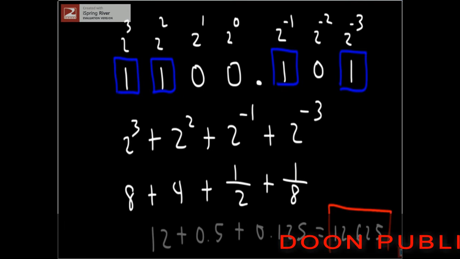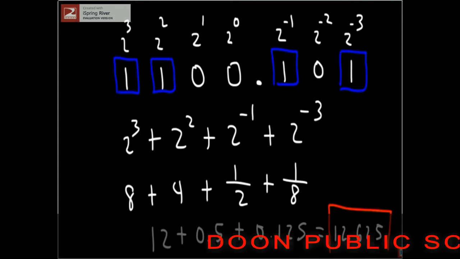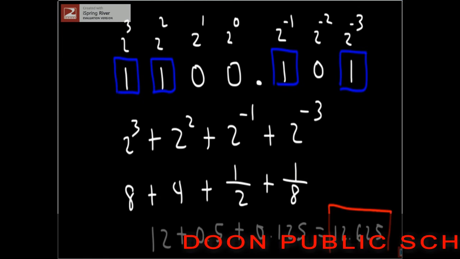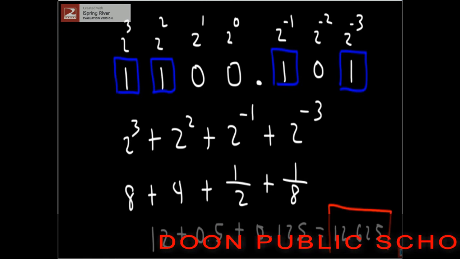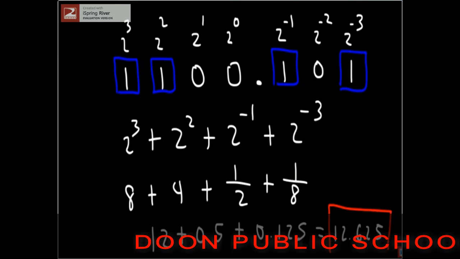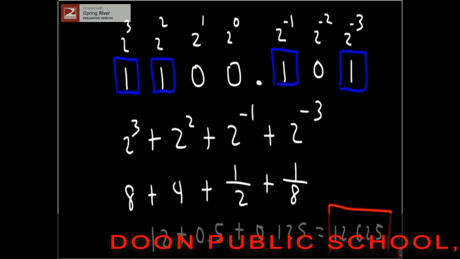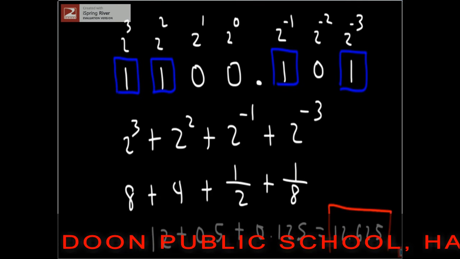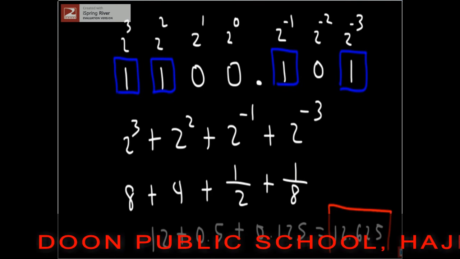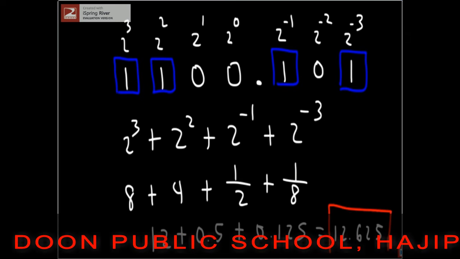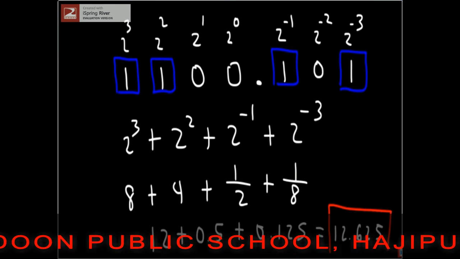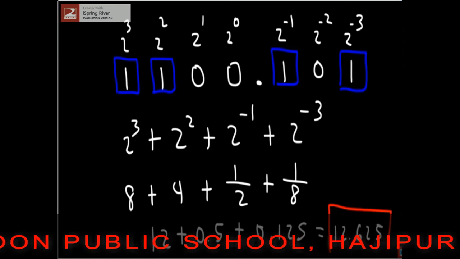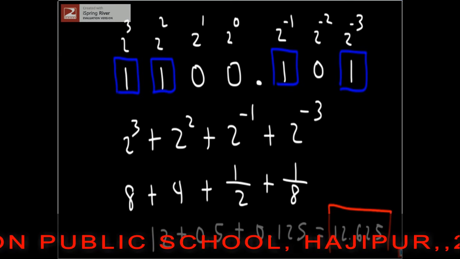So 1 multiplied by 2 cube, 8. 1 multiplied by 2 square, 4. 0, 0. 1 multiplied by 2 power minus 1 will be converted into 1 by 2. 2 power minus 3 will be converted into 1 by 8. And then by adding all this, we will get the answer 12.625.